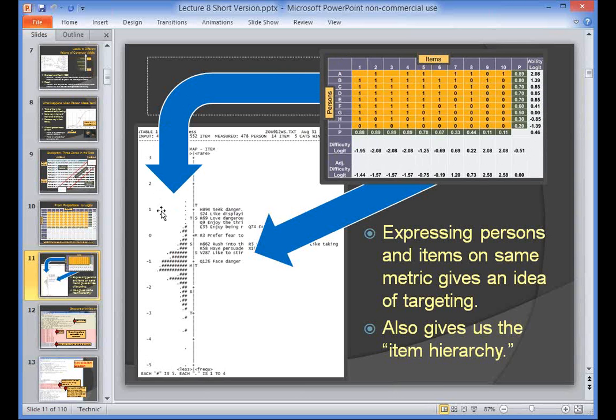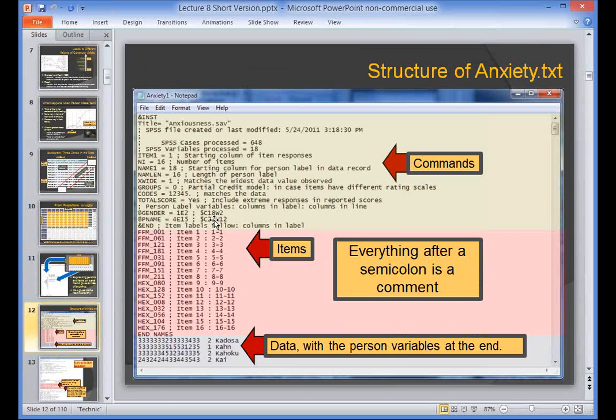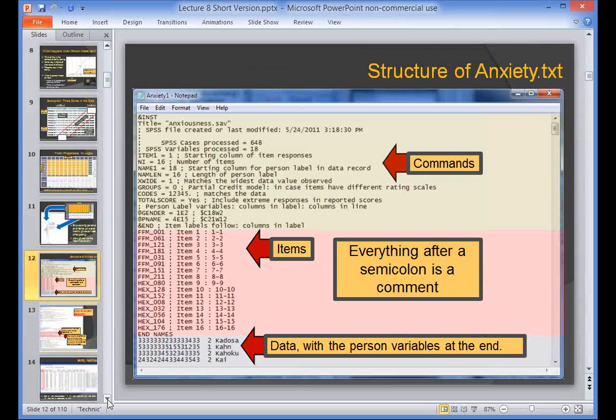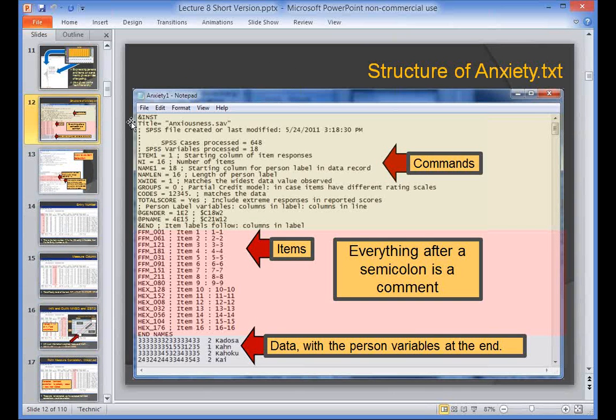Basically, these numbers can be transformed over into the person item map. And now we have the persons and the items in the same frame of reference. So we just made it from qualitative data to interval level data, which is actually pretty cool.